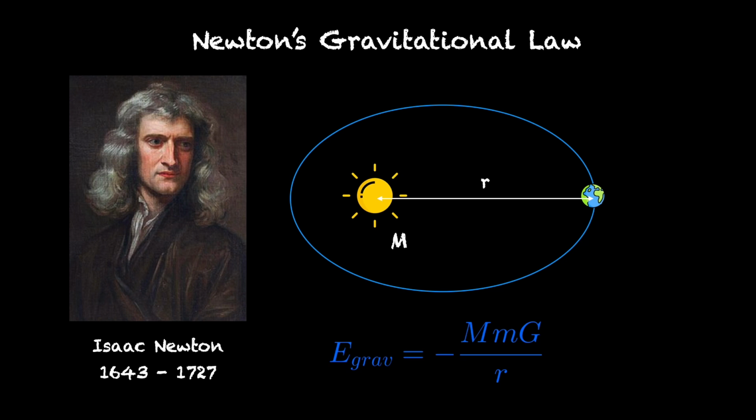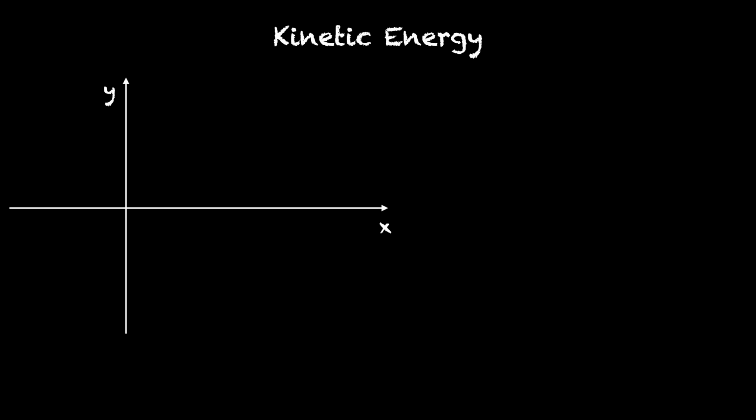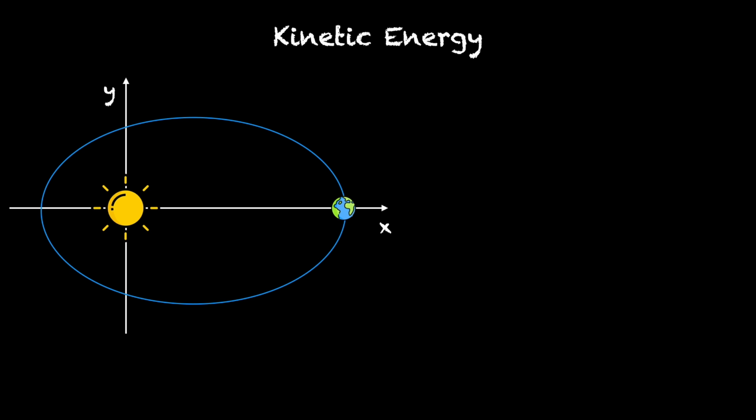Now that we know the potential energy of the system, we can go on to the kinetic energy. We are interested in the kinetic energy of the planet, neglecting the small movement of the Sun. The kinetic energy is just half of the mass times the velocity squared. But the planet is not moving in a straight line, so we have to treat this velocity as a vector. We have to split the velocity vector up into its x and y component.